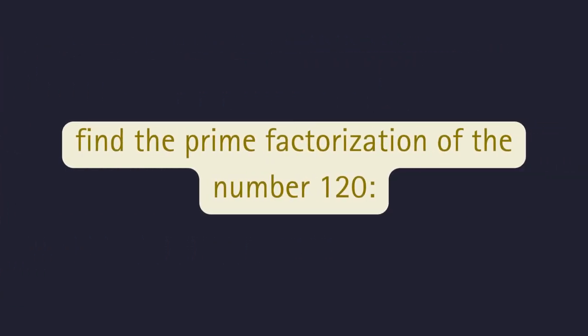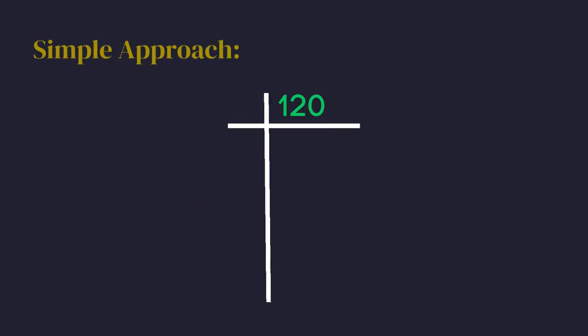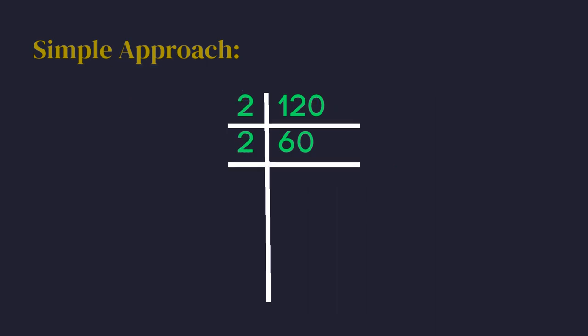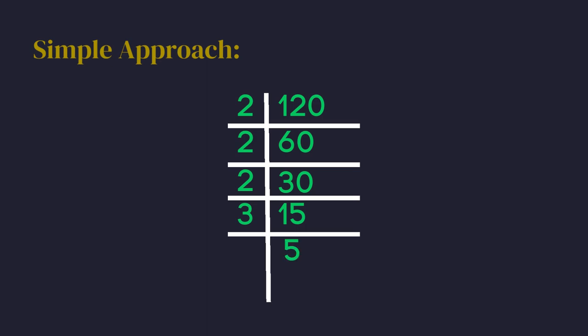For example, let's find the prime factorization of the number 120. We start by dividing the number by the smallest prime number, which is 2. We get 60. 60 is divisible by 2, so we continue dividing by 2 until we can no longer divide by 2. We get 30 and now 15. Now, we cannot divide 15 by 2 anymore, but we can divide it by the next smallest number, which is 3. Now we get 5, but 5 cannot be divided by 3.